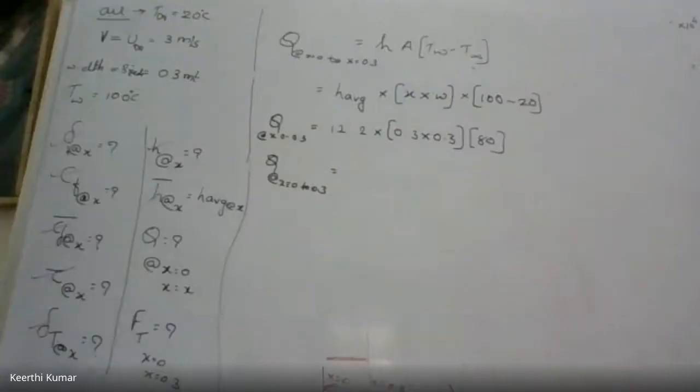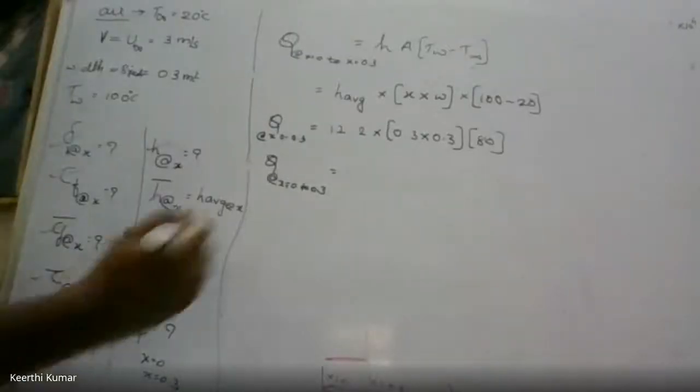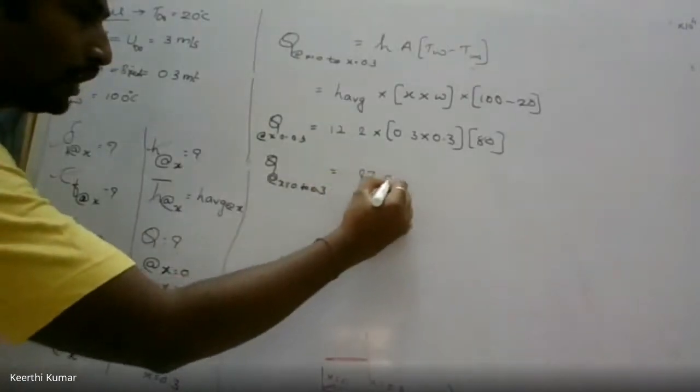87.84? 87.84. Okay. One or two values, if there is variation, no problem. Just tell me, 87 point? 84. 84 watts. So 87.84 watts is the answer.